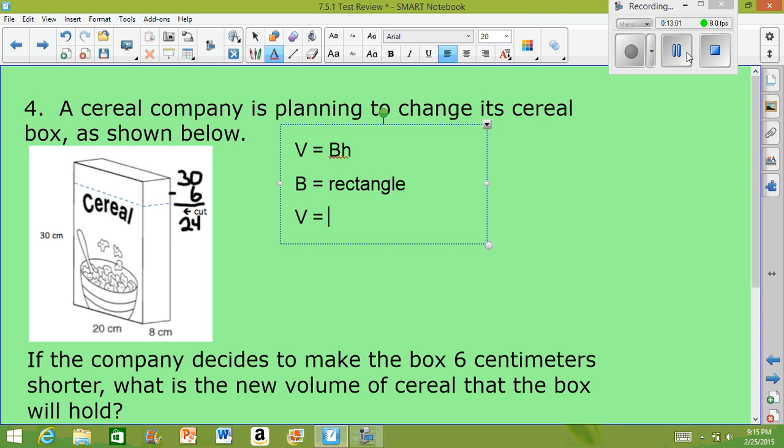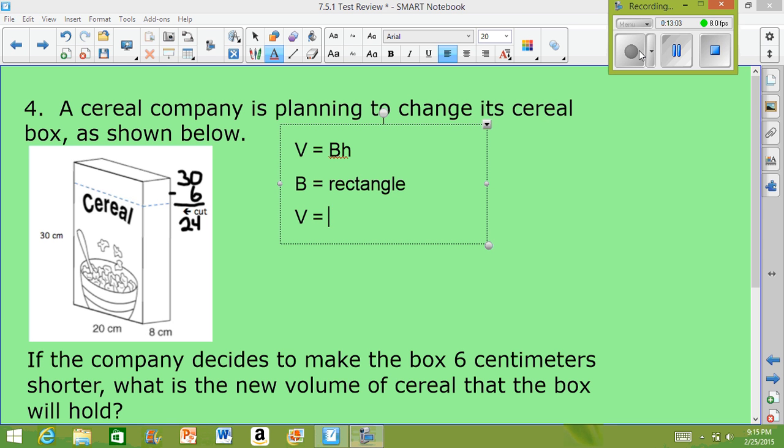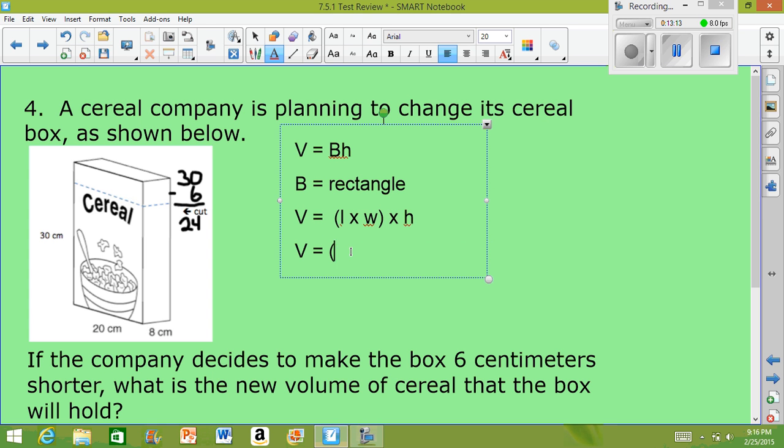So we replace the big B with the formula. So we have length times width times the height of our box. Remember, our new height for our box is 24. So now we're going to replace our numbers in. Our length is 20 times our width of 8 times our height, our new height with the 6 centimeters cut off, is 24.